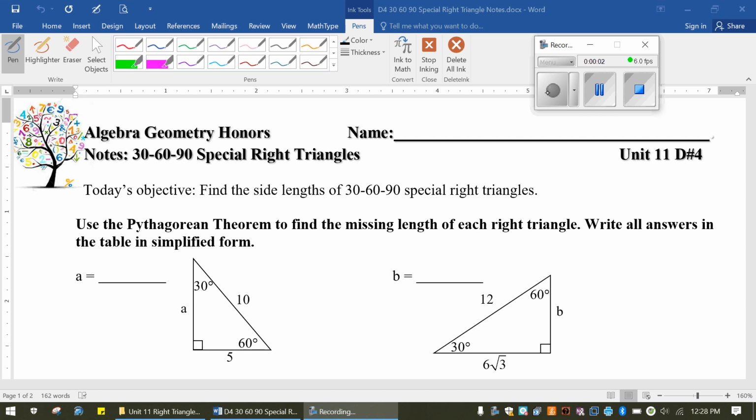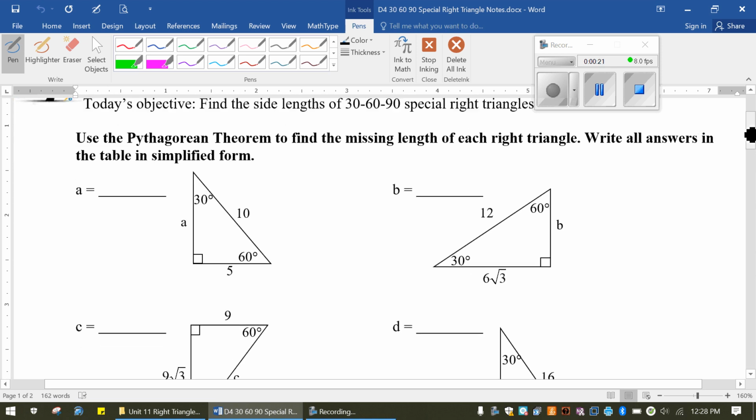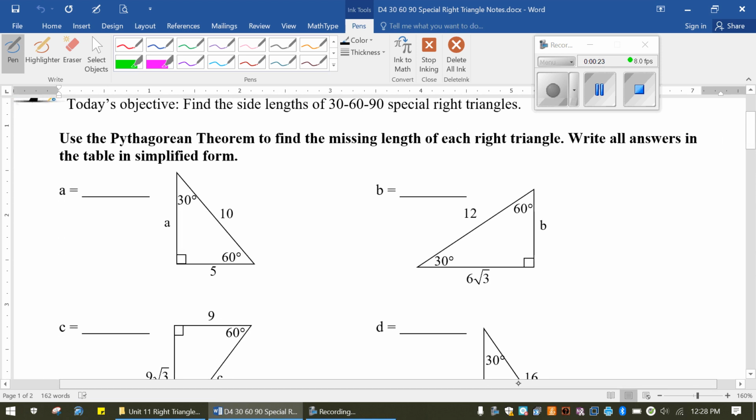Hi guys, today we're going to be learning about another special right triangle. This one is called a 30, 60, 90 special right triangle. And just like we started our previous notes on the 45, 45, 90 special right triangles, we're going to start the 30, 60, 90s by using the Pythagorean theorem and seeing if we can develop a pattern between the legs in this triangle and the hypotenuse.